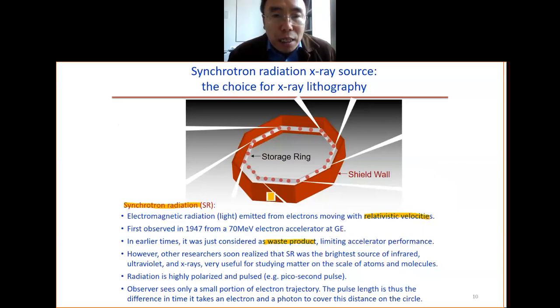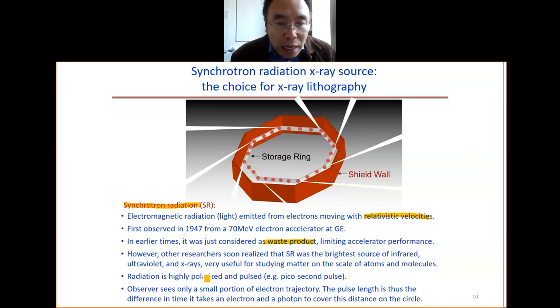But later on, people saw that this radiation is actually the best light source. It covers infrared, visible, UV, deep UV, and X-ray. This is the best light source that we can have. As a result, today synchrotron radiation from electrons is not used for fundamental studies of particle physics. It is more used as a light source. The one in Canada is called the Canadian Light Source, built in Saskatchewan.